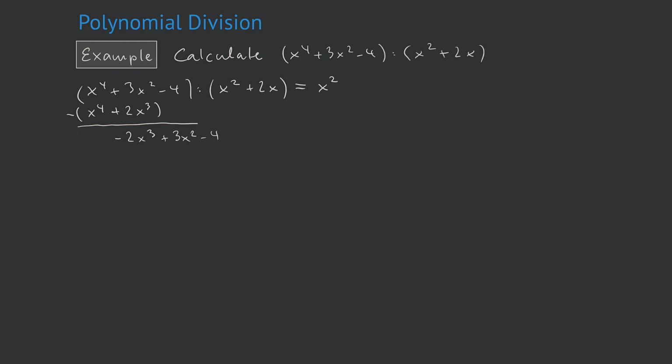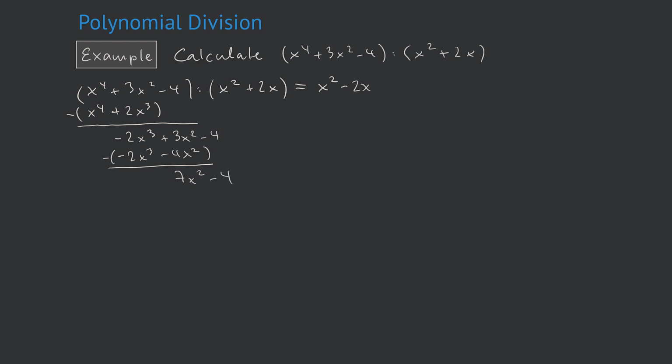We can repeat the story. So we ask ourselves, how many times does x to the 2nd power fit into negative 2x to the 3rd power? The answer is negative 2x. Now we multiply negative 2x with x squared plus 2x, and we obtain negative 2x to the 3rd power minus 4x squared. If we subtract that, we have 3x to the 2nd power minus minus 4, which is 7x to the 2nd power minus 4. And we repeat the procedure again.